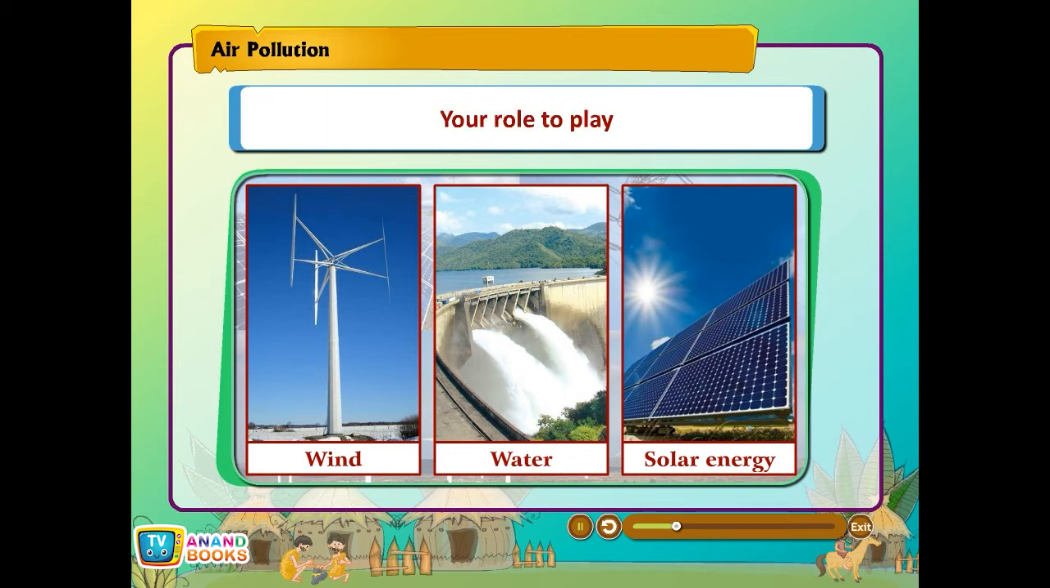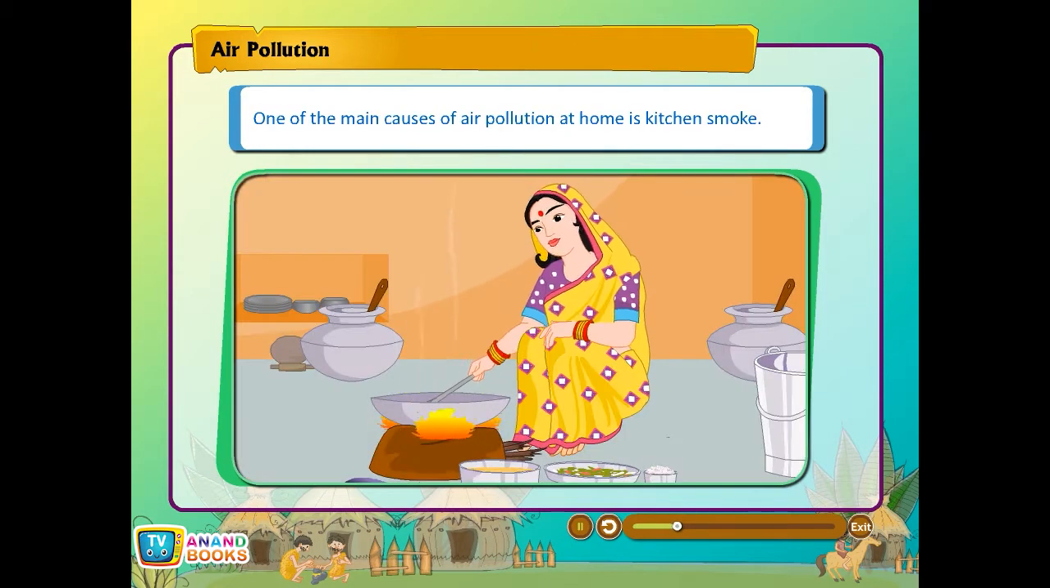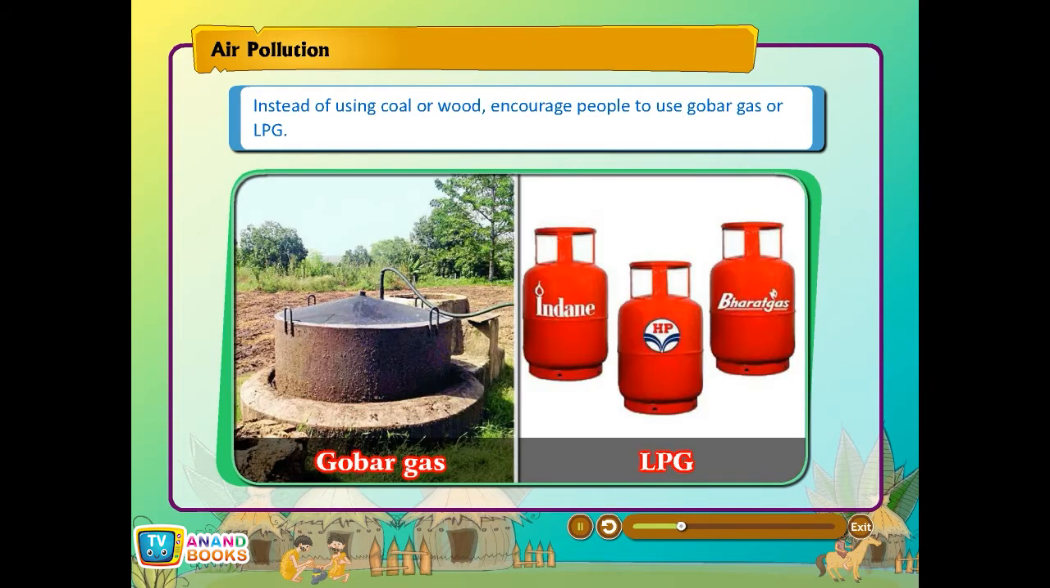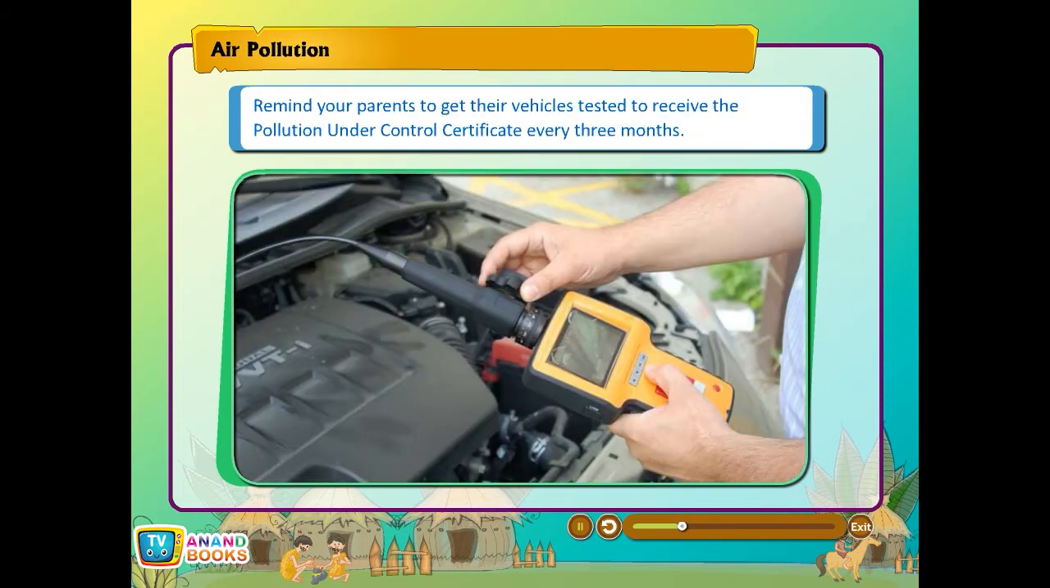Your role to play. One of the main causes of air pollution at home is kitchen smoke. Instead of using coal or wood, encourage people to use gobar gas or LPG. Remind your parents to get their vehicles tested to receive the pollution under control certificate every 3 months.